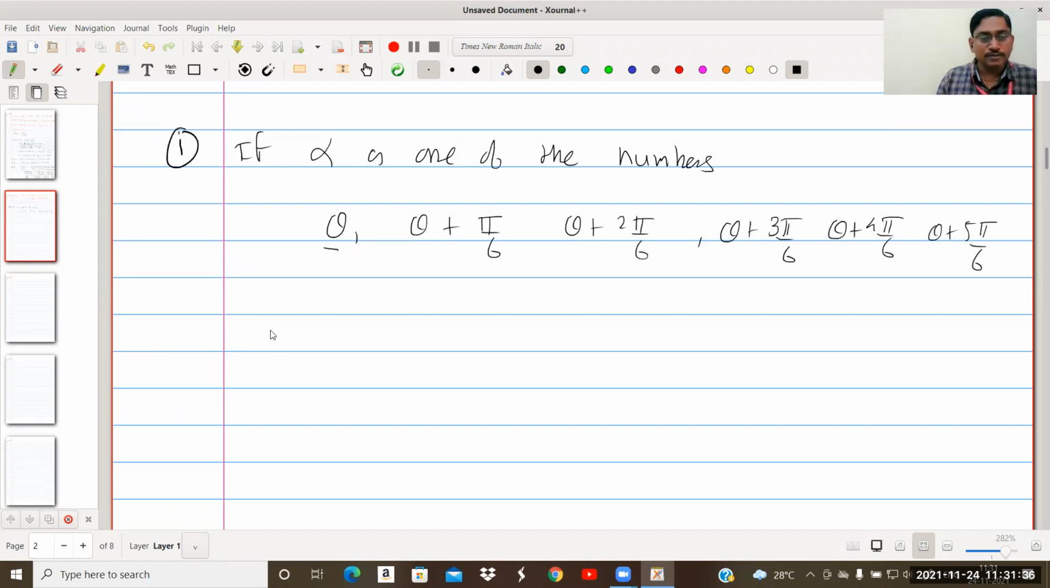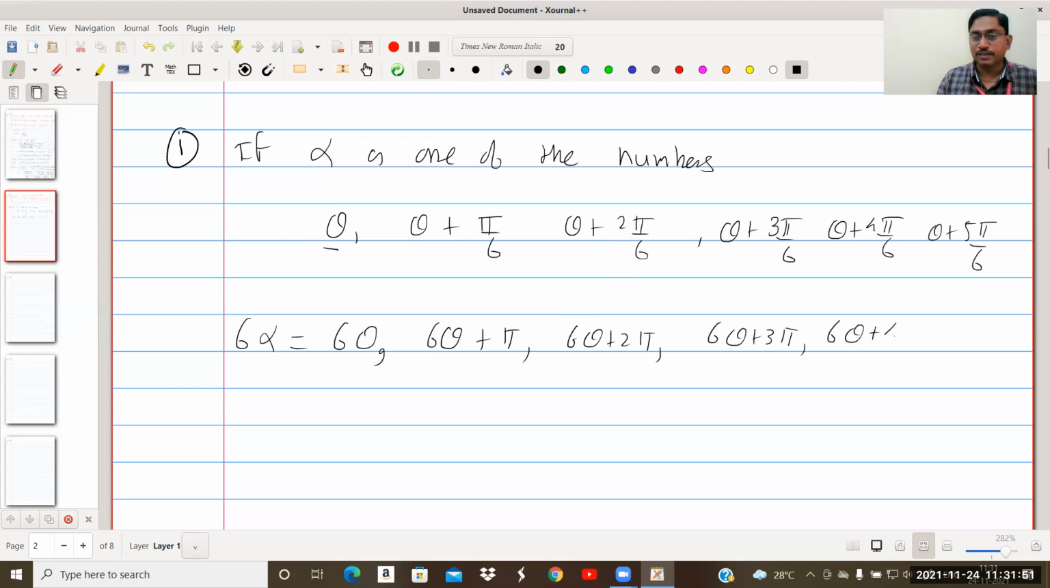So what will be 6 times alpha? 6 times alpha may be 6θ, maybe 6θ plus π. That's why I have written 2π/6 and all these things. Maybe 6θ plus 2π. It may be 6θ plus 3π.